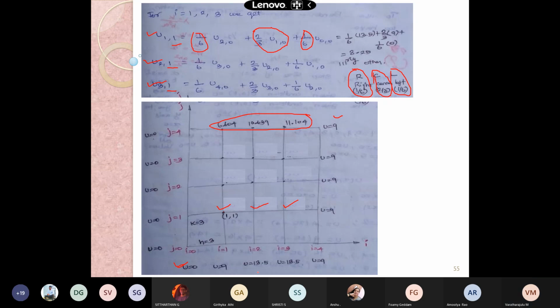Kritika? Yes, sir. Solving, sir. One minute, sir. 1/6 into 9 plus 2/3 into 13.5 plus 1/6 into 13.5. Bhargav, for you, 1/6 into 13.5, 2/3 into 13.5 plus 1/6 into 9. Bhargav.